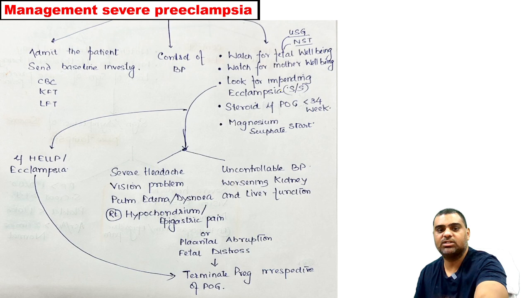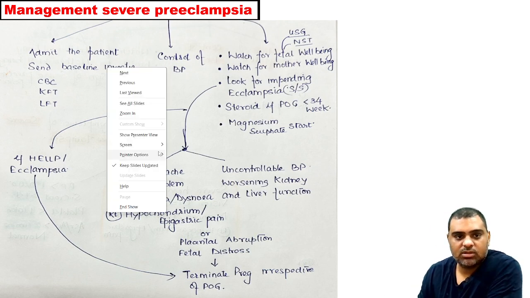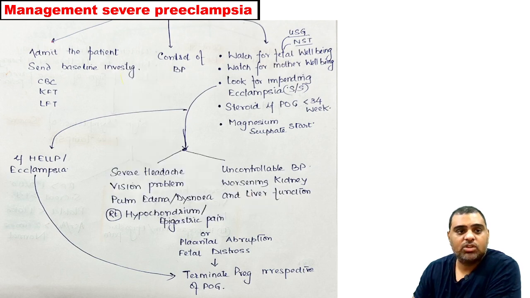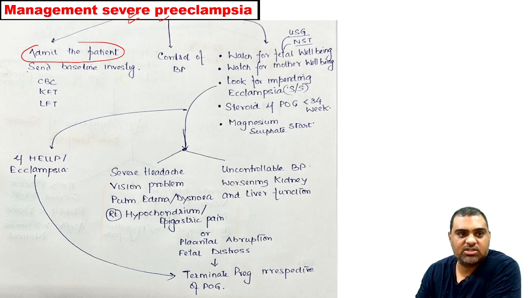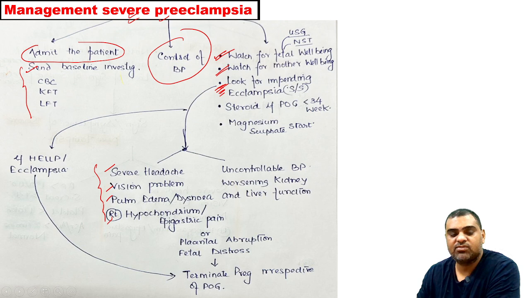Okay, so now see this. Same patient, now you will admit the patient. In case of severe preeclampsia, this is the difference. Send baseline, this will be the same. Control of the BP, watch for fetal well-being, watch for mother well-being, look for impending eclampsia. And what are the signs of impending eclampsia? Severe headache, vision problem, pulmonary edema, right hypoxia. These are the same which we have seen earlier.